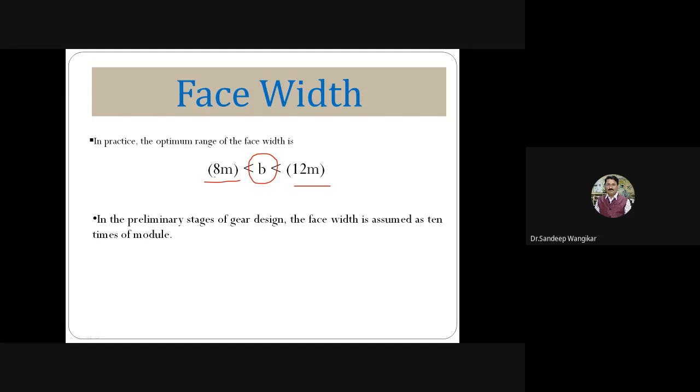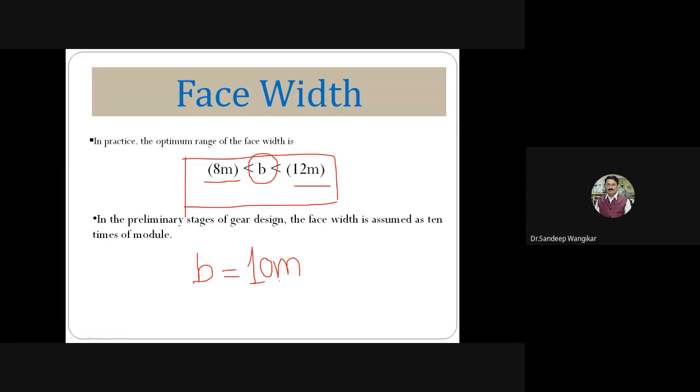Therefore, I have explained why it should not be too short and why it should not be too long, and what will happen if it is too long or too short. This is the optimum range of the face width: 8 times the module to 12 times the module. In general practice, it is assumed as 10 times the module. So B is equal to 10 times module, where B stands for the face width in millimeter and m stands for the module in millimeter.